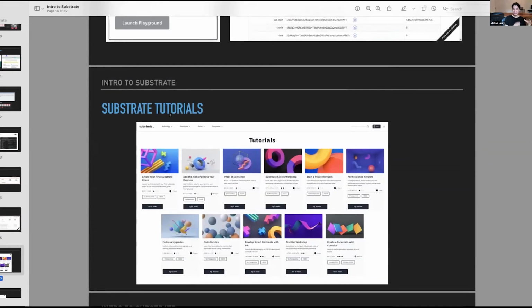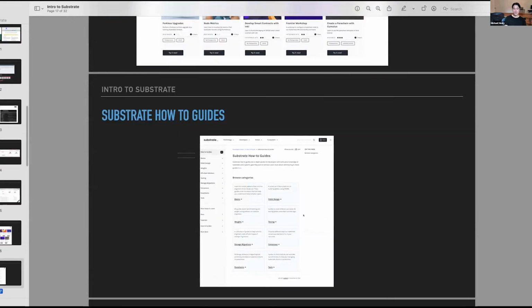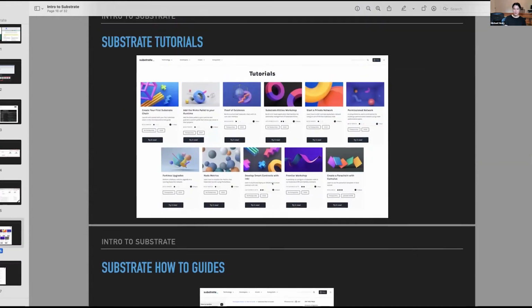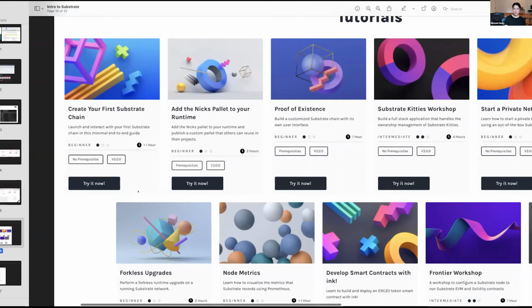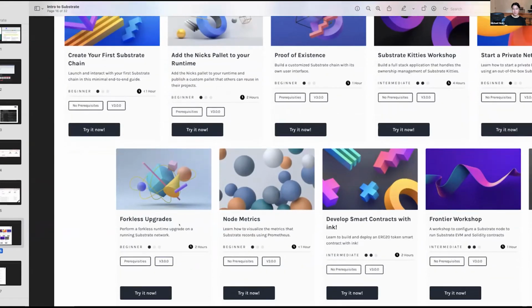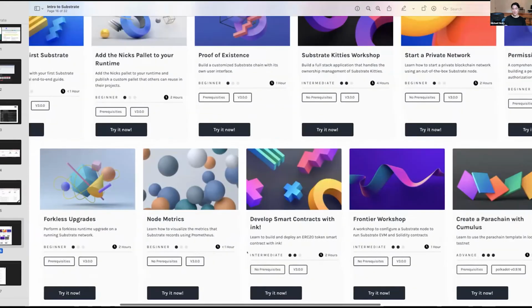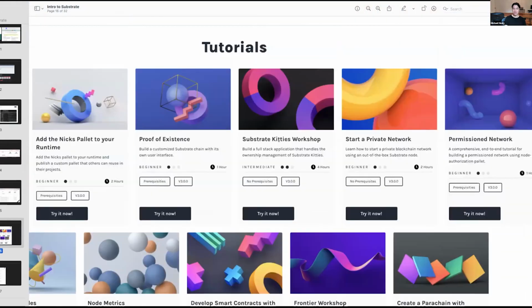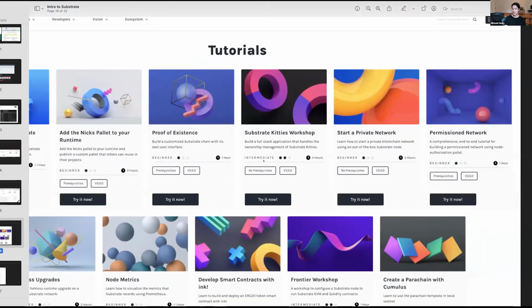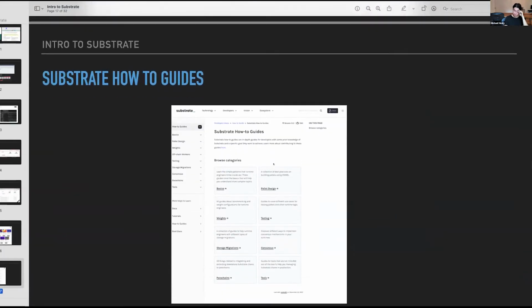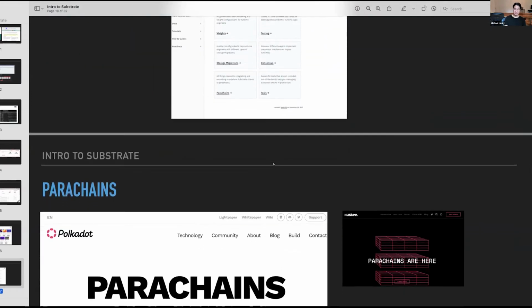Moving on, you can check out Substrate tutorials. This is a page which shows you a bunch of tutorials on building with Substrate. There's also a bunch of how-to guides on building with Substrate. I highly recommend going through some of these tutorials. They're really good. You can see here, create your first Substrate chain. There's one for node metrics, how to do forkless upgrades, developing smart contracts with Ink, and the Crypto Substrate Kitties. So this is using how to play around with ownership and NFTs. And it's all really clear, I think, and it's constantly being improved.